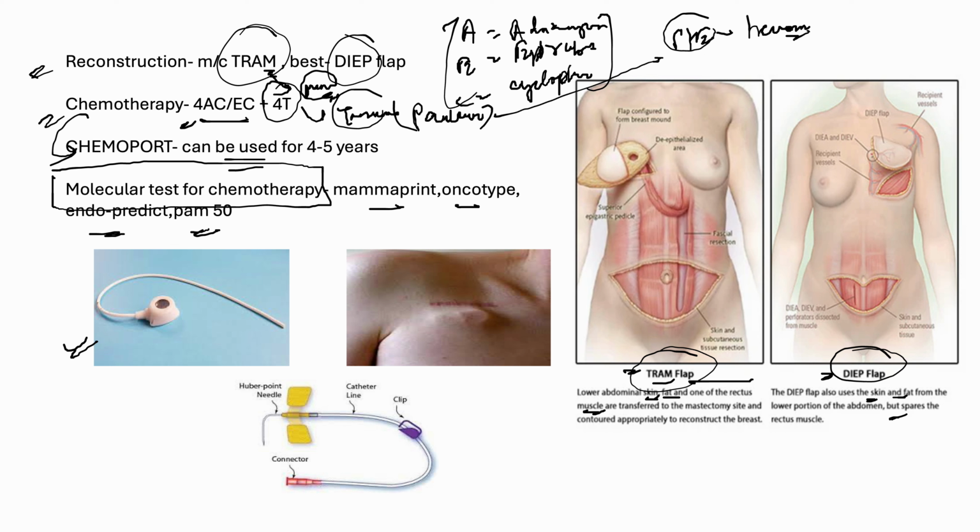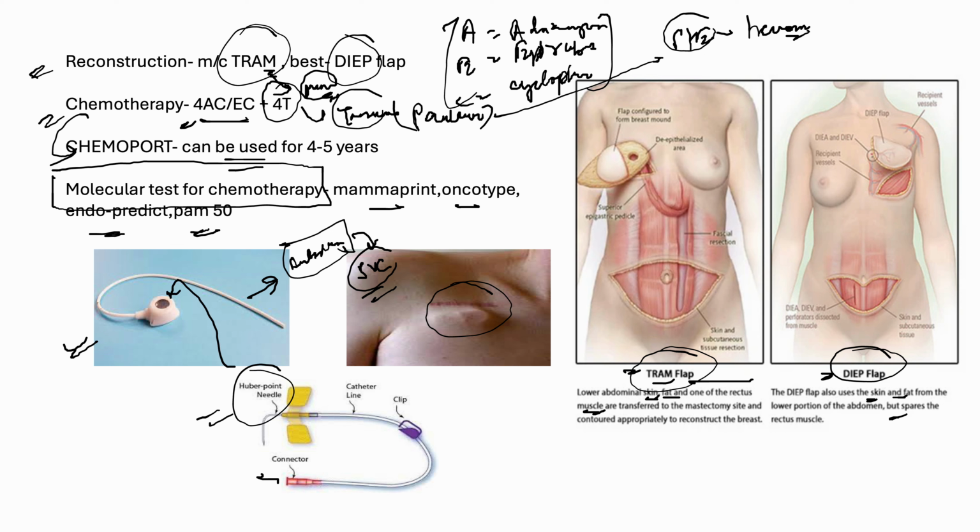This is the image of a chemoport that has been introduced here. The port is usually kept in the subcutaneous space, and this part goes into the subclavian vein, into the SVC. This is how we connect a chemotherapy agent to the chemoport. This Huber needle point goes here, and this end is connected to the chemotherapy agent.